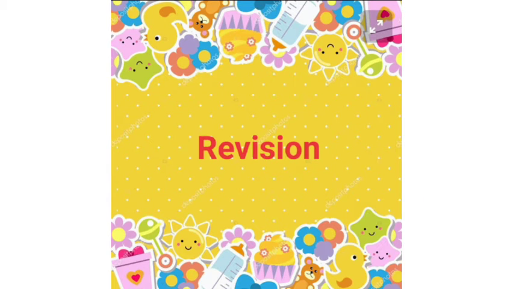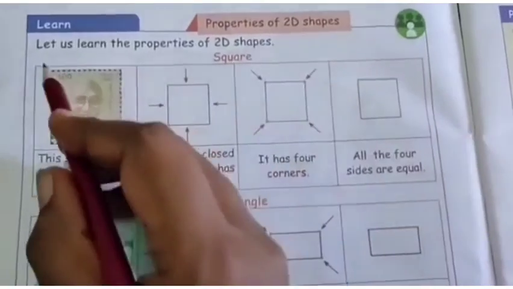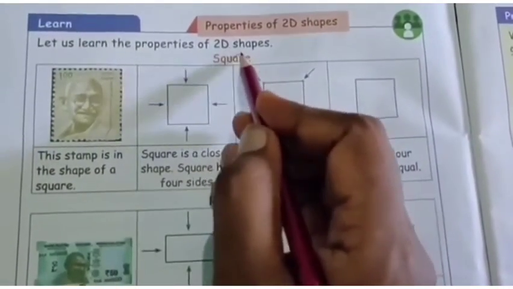In this video, we are going to revise what we learned in the previous sections. First, we are going to revise about shapes, 2D shapes. Let us learn the properties of 2D shapes.